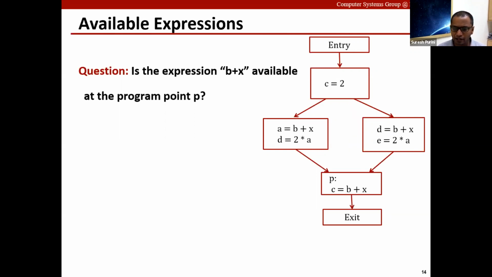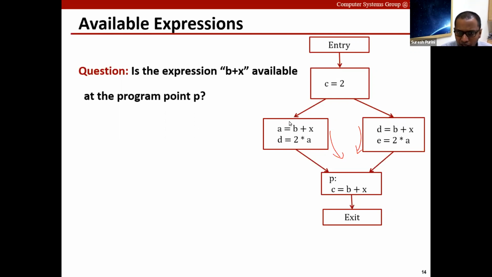How about now? Now it is possible, because along this path, b plus x is computed here, and b plus x is again computed here, so we can eliminate the redundant computation. Same along this path: b plus x is computed, and b plus x is again computed, so we can eliminate the redundant computation. One point I would like to note here is that the value of the expression b plus x when we come along this path, and the value of the expression when we come along this path, could be different. But still we should be able to eliminate this computation.